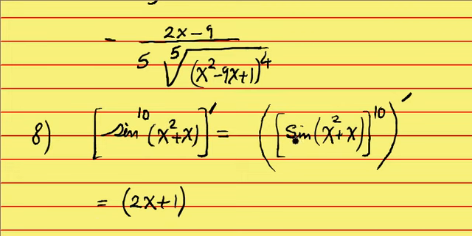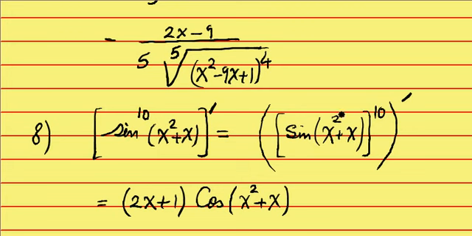Then derivative of sine is cosine. What is cosine going to look at? Cosine is going to look at whatever sine was looking at, x squared plus x. Okay, and then what is the last layer, or the outermost function? Outermost function here is power.